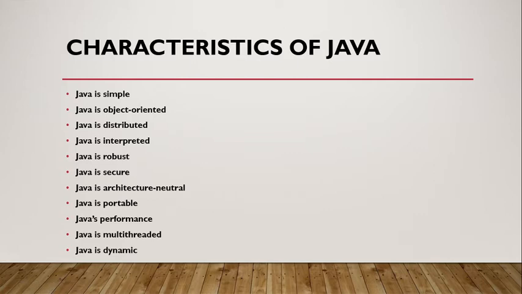Java is dynamic. Java is considered to be more dynamic than C or C++ since it is designed to adapt to an evolving environment.